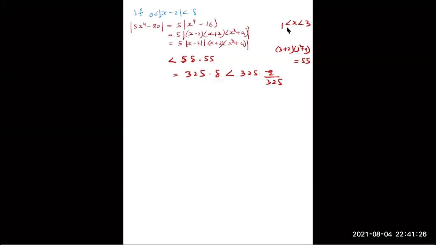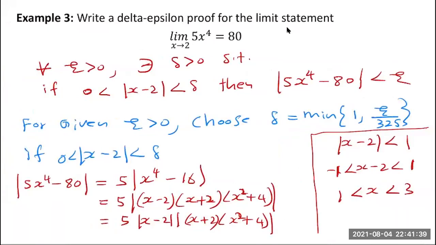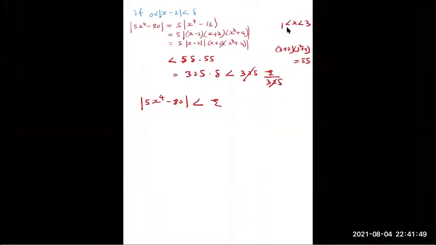Now as you can see, we have this cancellation. So you get the absolute value of 5x to the power 4 minus 80 less than epsilon. That's exactly what I wanted. I wanted to show that if this is true, I have this inequality. That's what we have established. All right, with that, we conclude that section. I'll see you next time.